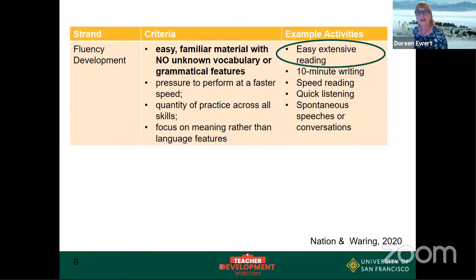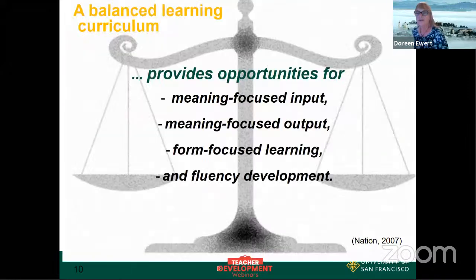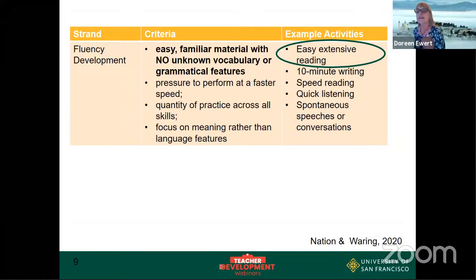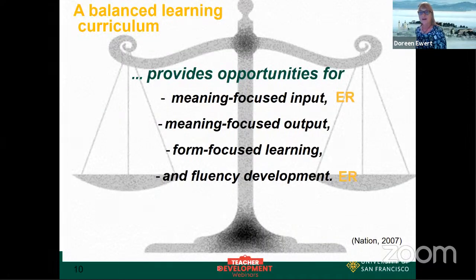So if we think about that, and there again is the extensive reading. Now consider where extensive reading goes. If this is a balanced curriculum, about 25% of your time in these four categories, ER is a major component for meaning. ER is a major component for fluency development. ER is a smaller but relevant activity to talk about, which becomes a part of meaning-focused output. The only area you don't find ER is in what has traditionally been the classroom activity, which is form-focused or language-focused learning. I don't mean it here in the grammatical sense, but just language-focused learning.